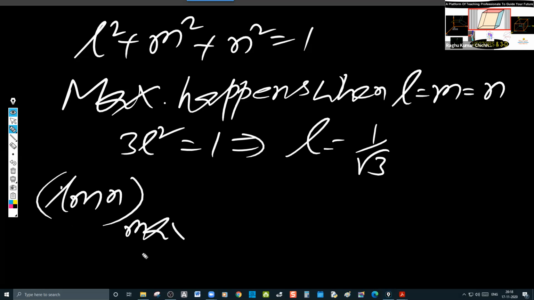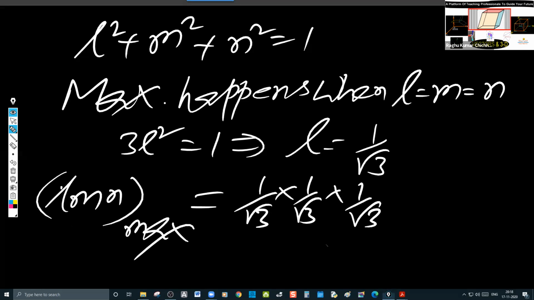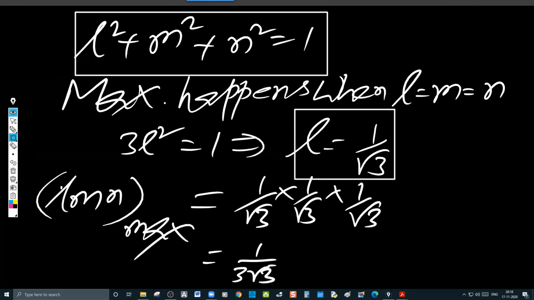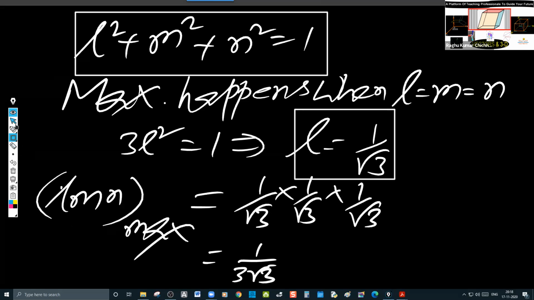Therefore, maximum of LMN we need. So 1 by root 3 into 1 by root 3 into 1 by root 3. How much is it? 1 by 3 root 3. This is based on the maxima and minima concept. So the maximum value occurs only when they are equal. So L is equal to M is equal to N. That's what I substituted. I got L is equal to 1 by root 3, and thereby M also 1 by root 3, N also 1 by root 3. So the maximum value will be 1 by root 3 into 1 by root 3 into 1 by root 3. How much is it? 1 by 3 root 3.